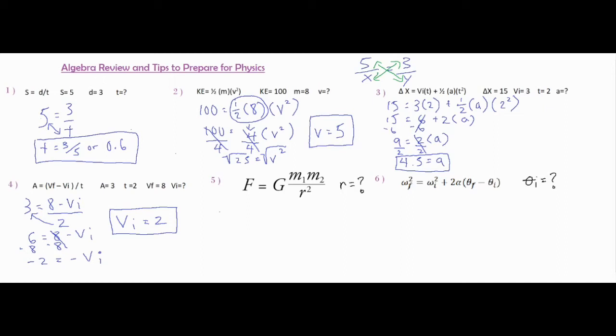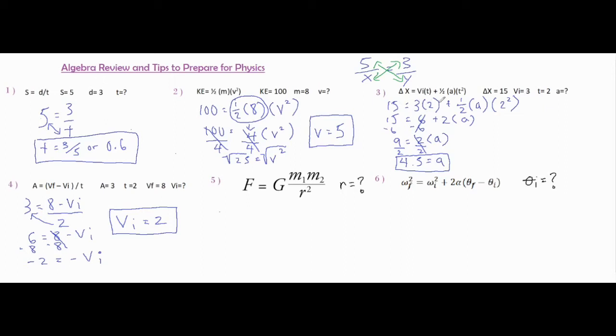For number 2, we have 100 equals 1/2 times 8 times v squared. The first thing I want to do is clean it up a little bit to make it look a little neater. I took 1/2 and multiplied it by 8, and I just wrote that as 4. Then I divided both sides by 4 to cancel my 4, and then your last step is to square root both sides to get rid of the squared next to the v, and then v equals 5. For number 3, this one is slightly more complicated.